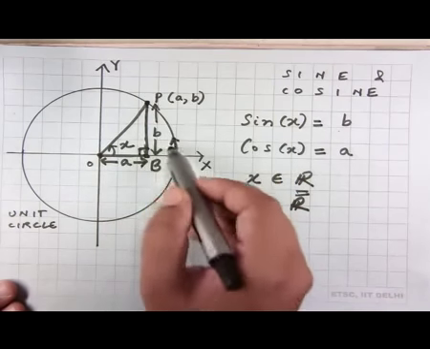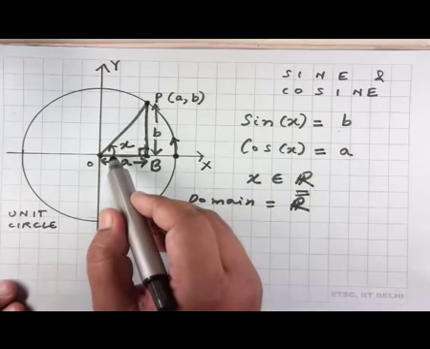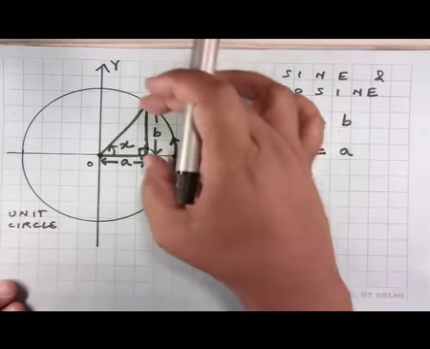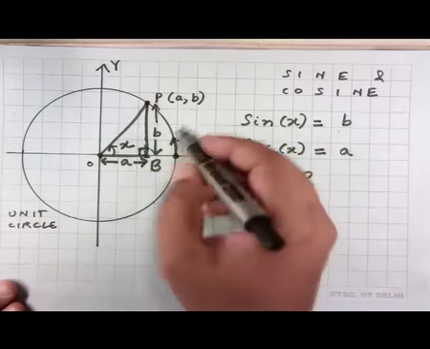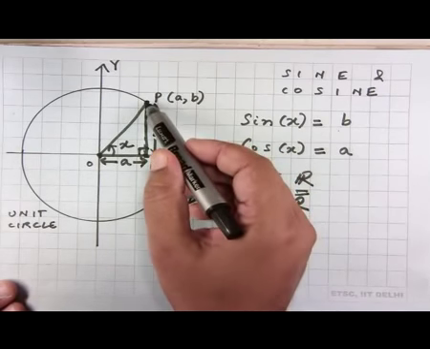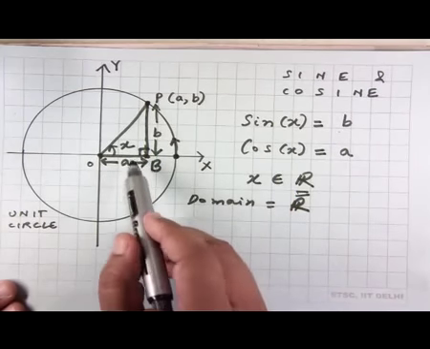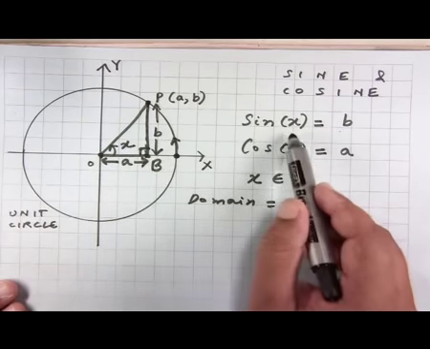As you go, you will get different values of x, and for each value of x you can measure the x and y coordinate, because for each different x, what you have is a point on the unit circle, and from there you can find the x and y coordinate, and therefore you can find sine and cos of any x like that.